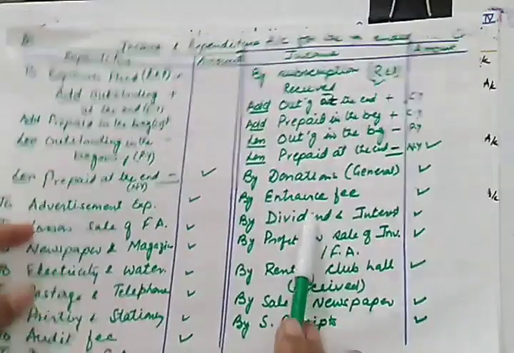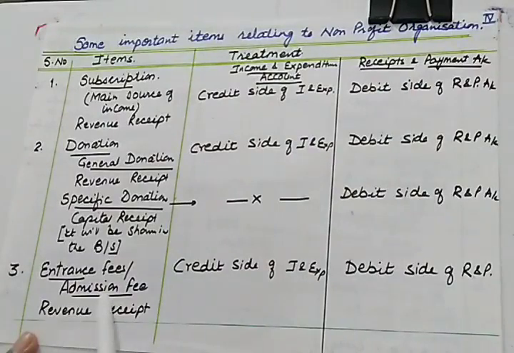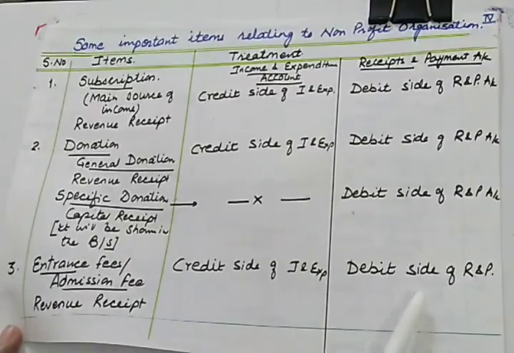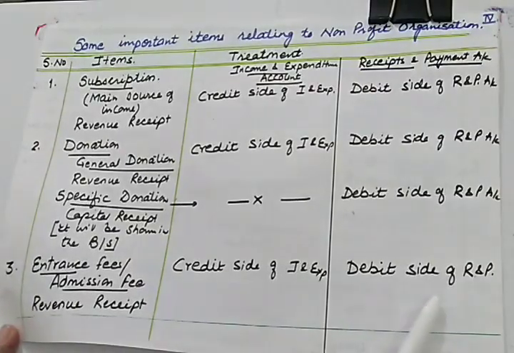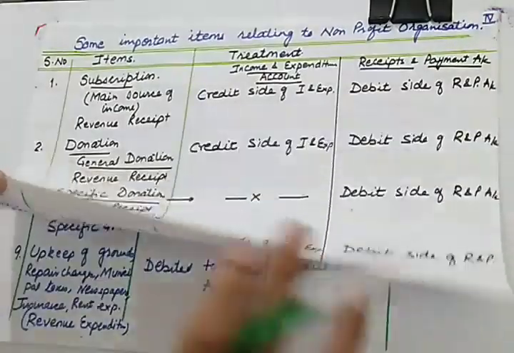Otherwise, it will not be shown. If it is clearly mentioned that entrance fees is to be capitalized, in that case it will not be shown in income and expenditure. But whether entrance fees is capitalized or treated as a revenue receipt, it has to be shown on the debit side of receipt and payment account.